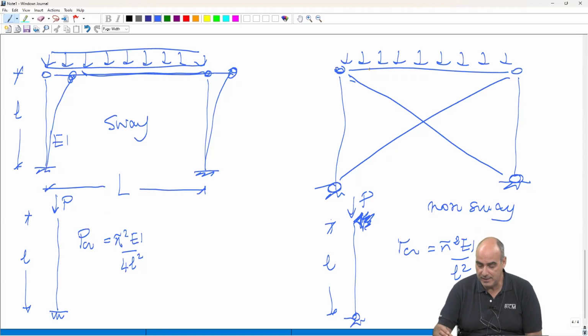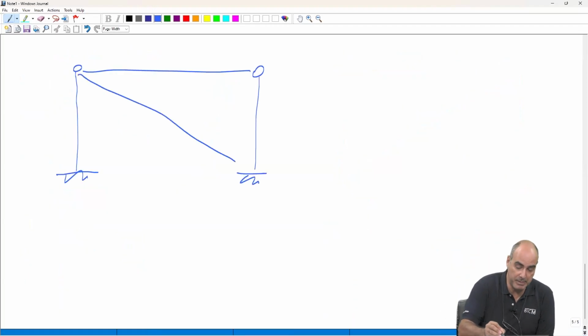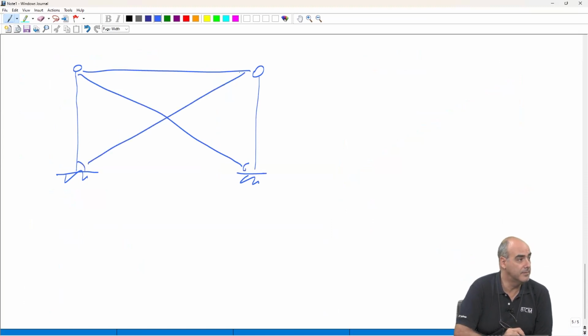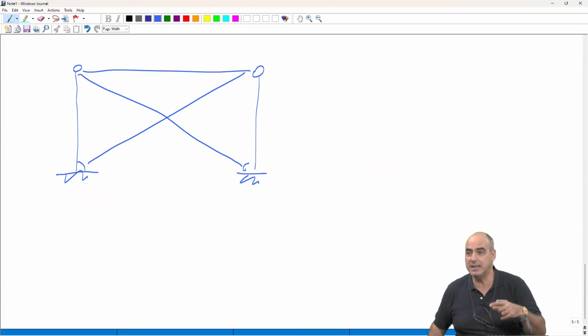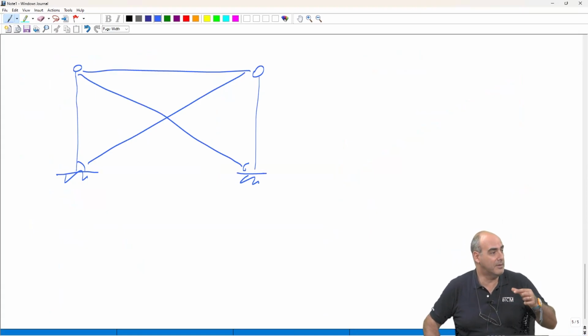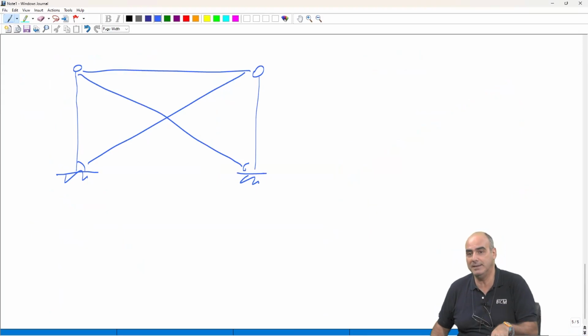So to consider this like this, but we keep the bracing. So you see, the trick is that you always provide additional constraints. But why this? Because as we have shown mathematically, the buckling load only depends on the boundary conditions. So the easiest way to do that is to modify the boundary conditions.